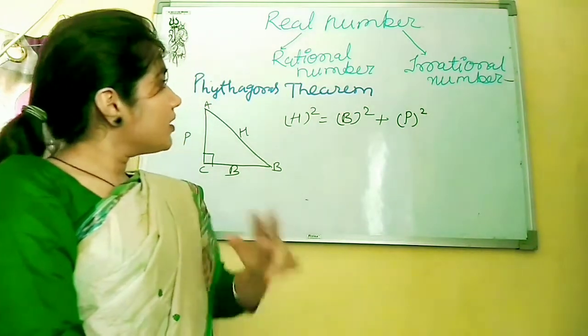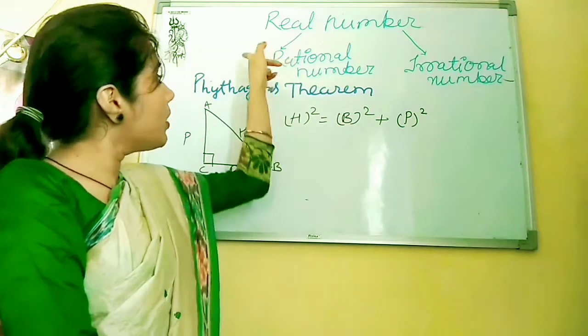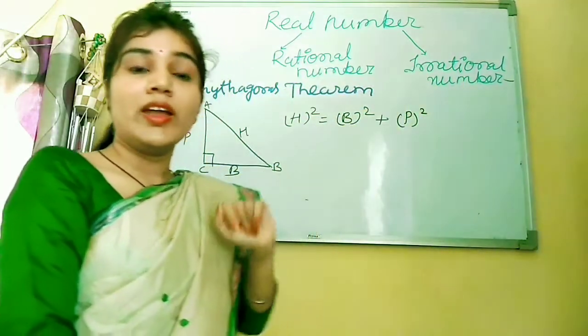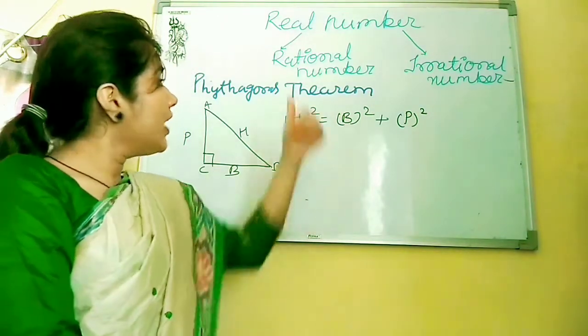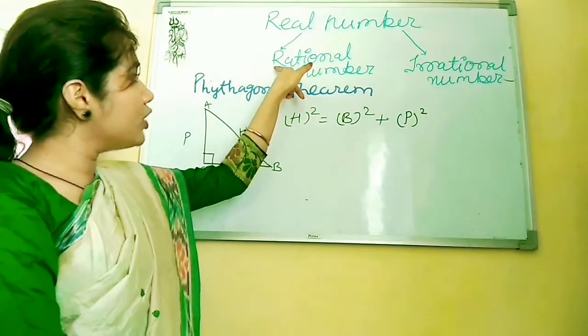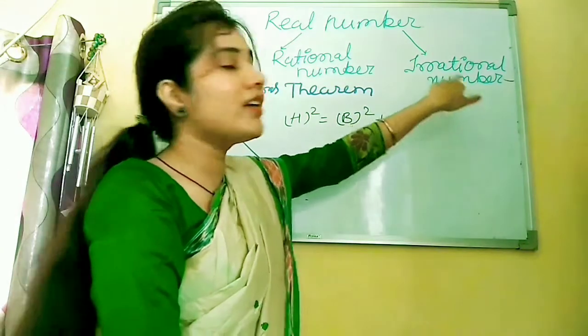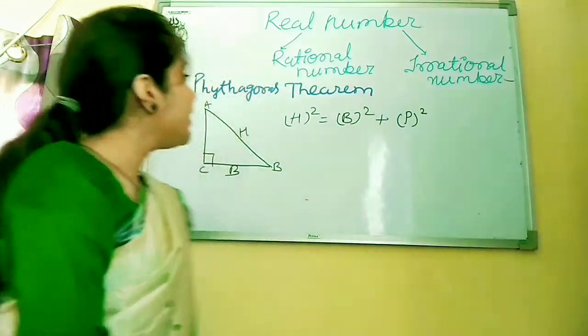There are two types of real numbers. First is rational numbers, second is irrational numbers. In our previous video, we went through the representation of rational numbers. Today we will see the representation of irrational numbers on the number line.